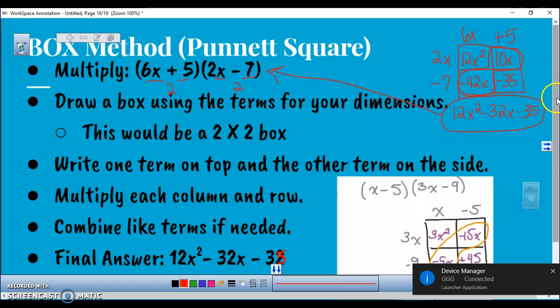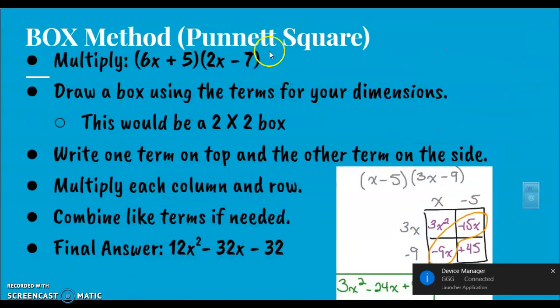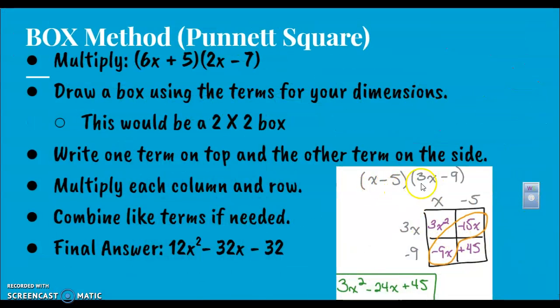Here's another example if you need it, just to help you kind of look at it there. That is, let me move this out of the way. X minus 5 times 3x minus 9. They line them up. Same thing, they put the negative with that constant there. Multiply each column and row, combine the like terms, giving you your final answer.